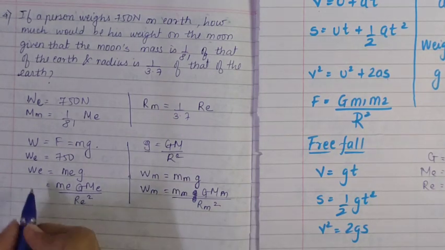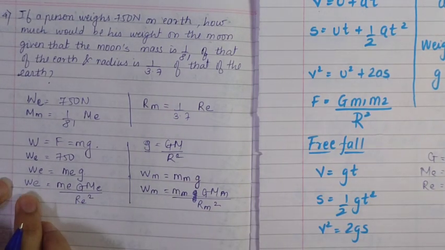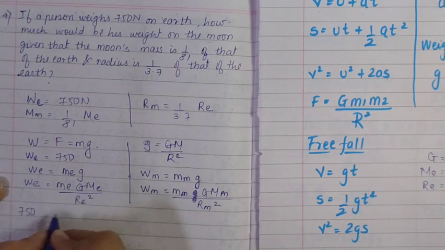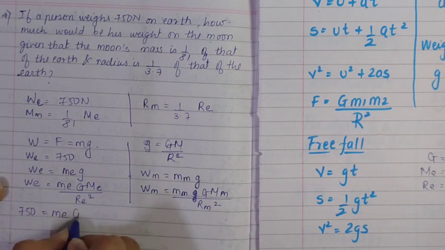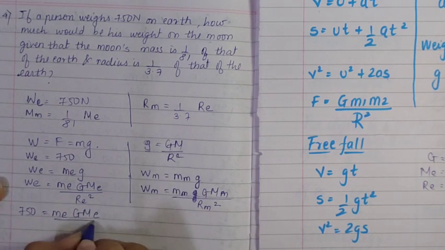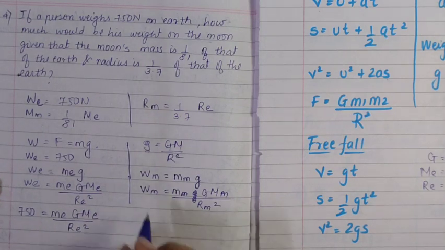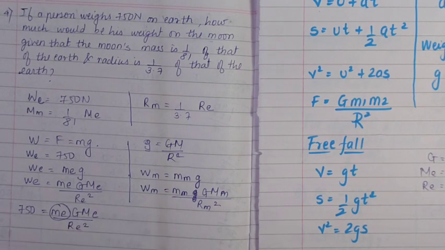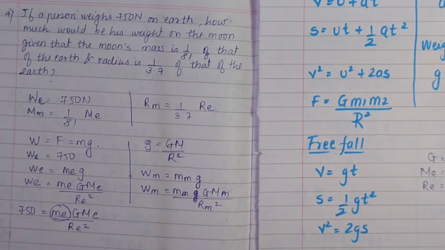Now what you are going to do is, you know that the weight is 750 here on the Earth. So let's substitute here: 750 is equal to M E G M E upon R E square. Now what am I going to do? I am going to remove this M E. You know why? Because the mass on the Earth, or anywhere, be it on moon or Earth, remains the same. It does not change. Mass is always the same on any planet, any place.